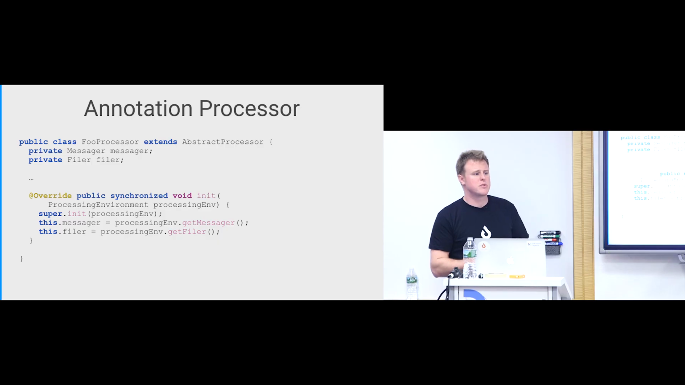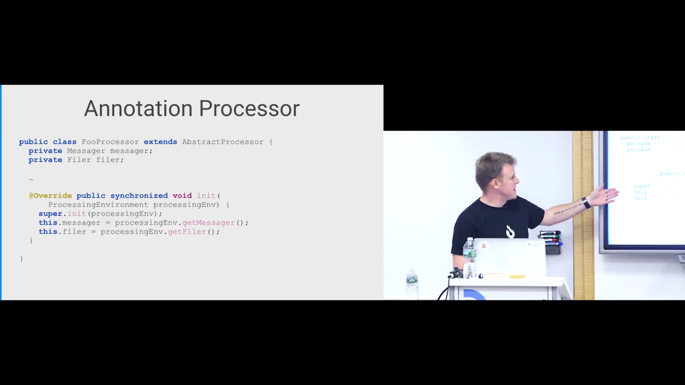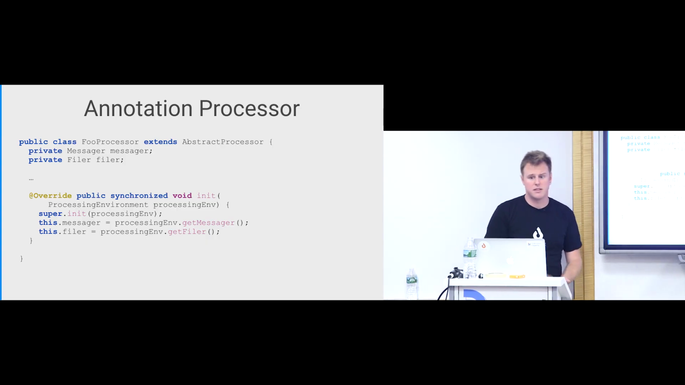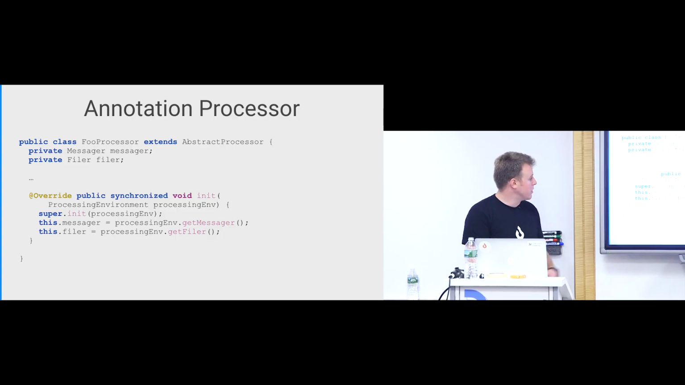Basically, no matter how many times this processor is run, or how many classes it's processing, init is going to be called once. That allows us to get certain tools out of the processing environment. In this case, the messenger is a tool. This is how we give feedback back to the user, how we send warnings and error messages. It's sort of like a logger, but a little different in that it aggregates messages from the entire compile process. We also have the filer.